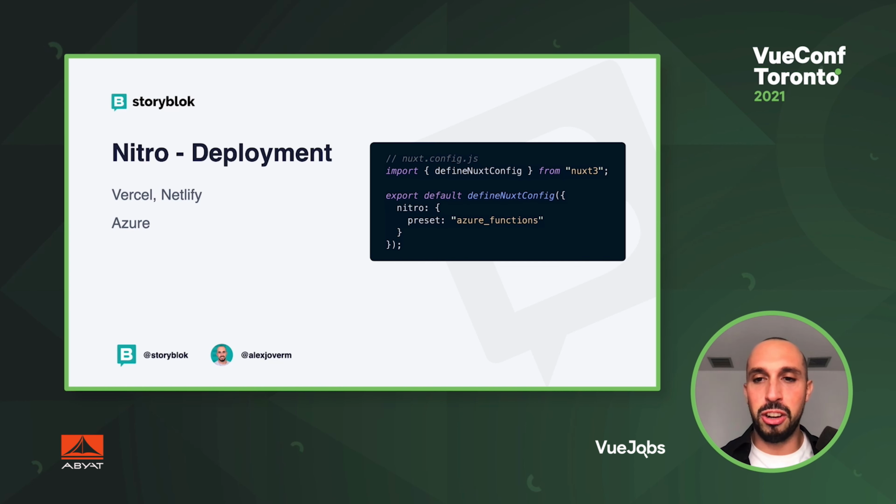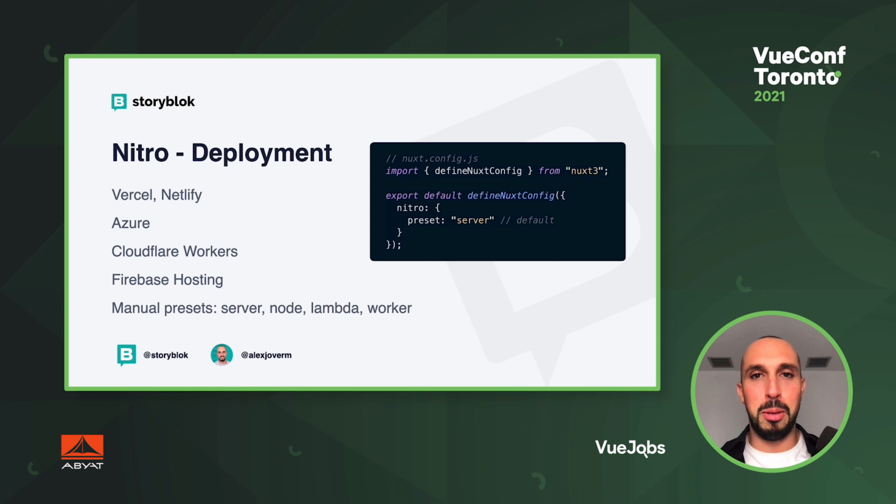Then you can use the Azure Functions preset. Same for Cloudflare Workers. And same for Firebase. But even if you want to deploy it to your own server, you have 4 manual presets. Server, to run Nuxt in a Node server. Node, which can be a confusing name, but is for running Nuxt in a middleware function on a server. Lambda, for running it as a serverless function. And Worker, for running Nuxt in a service worker. That's possible. I didn't even know it at the beginning, but yeah, with Nitro it's possible.